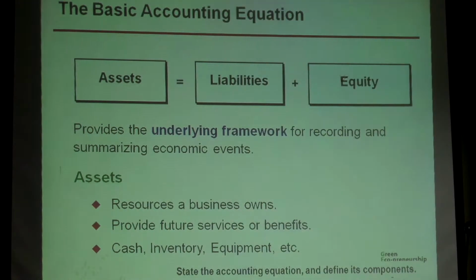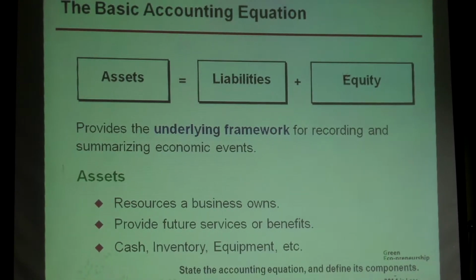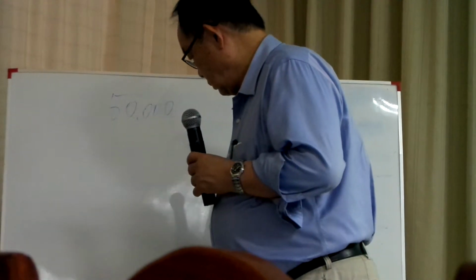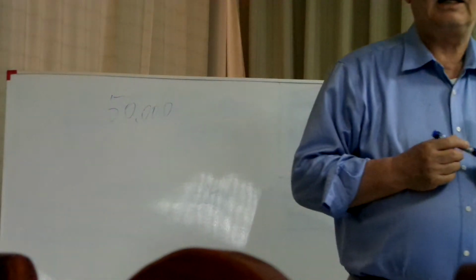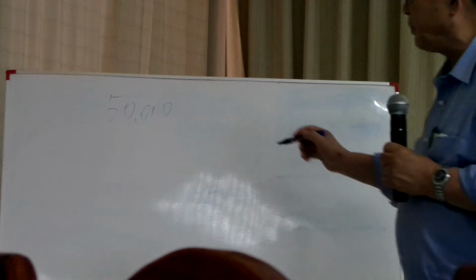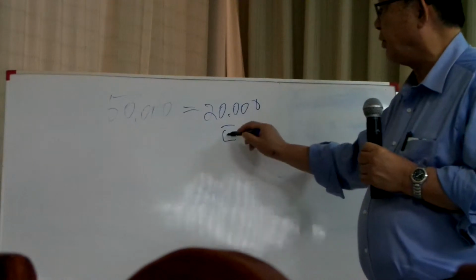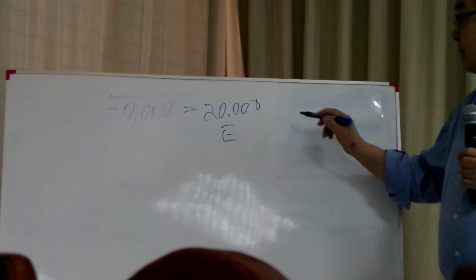I like a BMW. The price of a BMW is $50,000. Okay? So this $50,000. However, I have only $20,000 in my pocket, right? So this $50,000 is equal to $20,000. This is an equity, and I borrow money from the bank for $30,000.